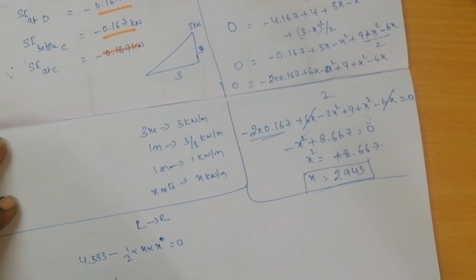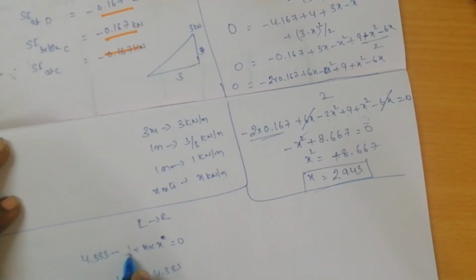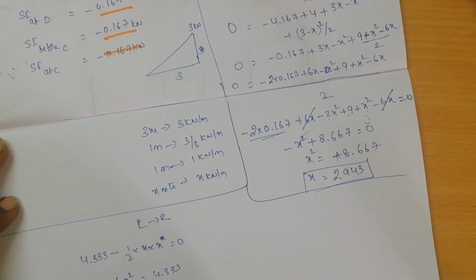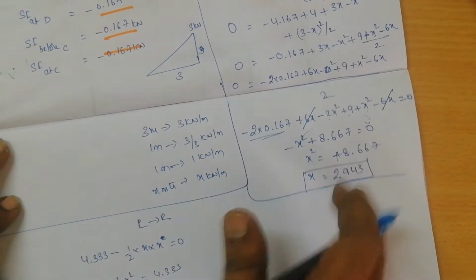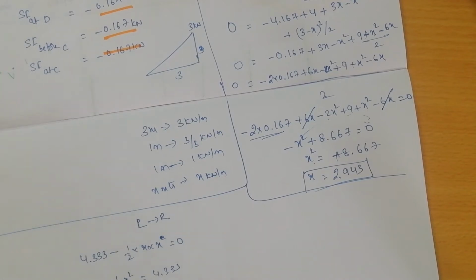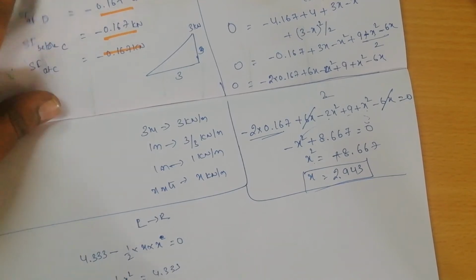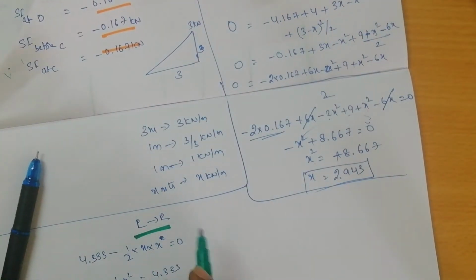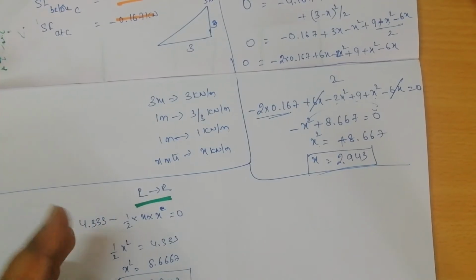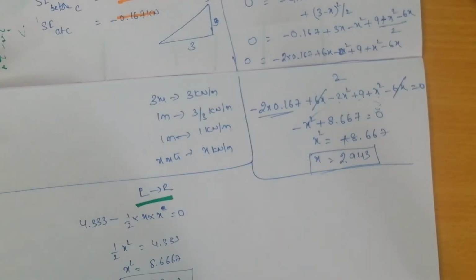So you can take this half into x square is equal to 4.333, because this is in minus, going to the other side, x square is equal to 8.667, x is equal to 2.943, which is the same value we got. Either you do right to left or left to right, you will get the same answer. Here, downward to upward force I have considered as positive because we are solving from right to left. When you solve from left to right, whatever sign convention we have taken, we have to take the opposite. So the upward force should be taken as positive, the downward force as negative. So we have got the same values.